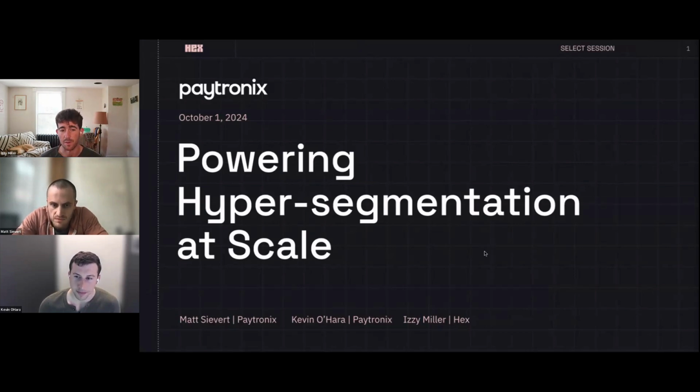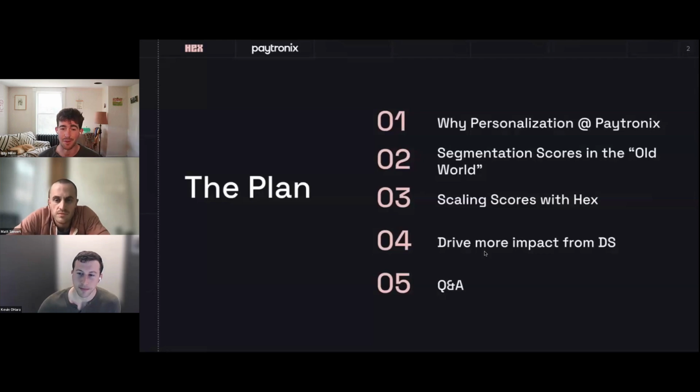We're going to talk about what hyper-segmentation is, how it's done, and why Paytronix does it in a special, efficient way. We're going to start with the big picture: why Paytronix does personalization. Personalization and hyper-segmentation, as we'll learn, are two different sides of the same thing. We'll talk about their old world of how they used to build their segmentation scores and why it was a bit painful. Then their new setup for building segmentation scores, scaling that up with Hex, and how they've been using this new architecture to drive more impact from their data science team in general.